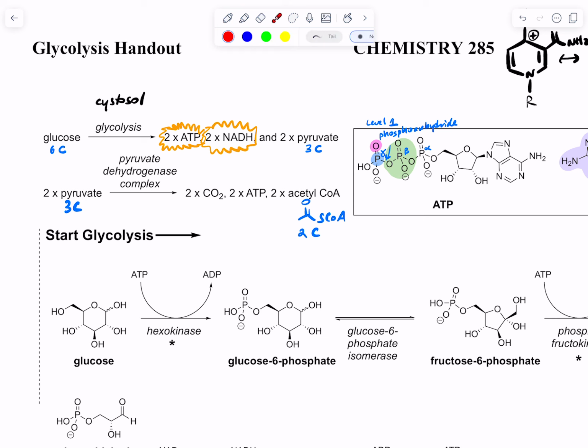So in the process of glycolysis and then going from the pyruvate dehydrogenase complex, you go from 6 carbons down to 4. And 2 of the carbons from glucose you exhale as CO2. The CO2 dissolves in your blood, and then it comes and is exchanged for oxygen in the lungs, and then you breathe it out. Okay, questions about that overview?